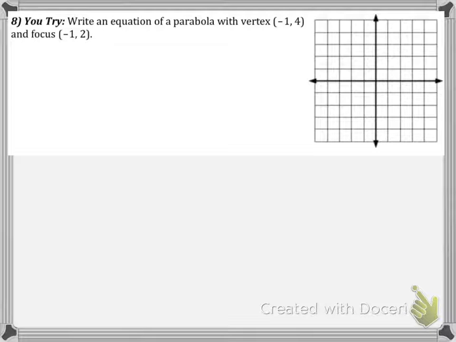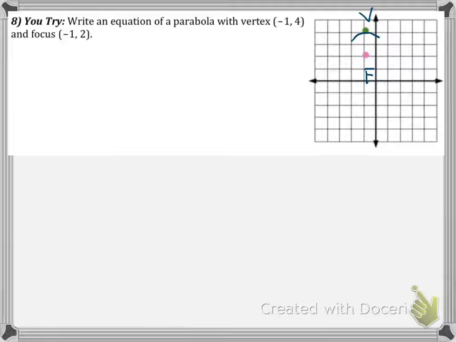Let's try this example. Write an equation of a parabola with vertex (-1, 4) and focus (-1, 2). So the vertex is here, and let me label that as V for vertex, and the focus is at (-1, 2). So that is here, so that is our focus. Knowing this is our focus, the pink dot, we know our vertex, and our parabola opens up towards that focus. We know it starts there.